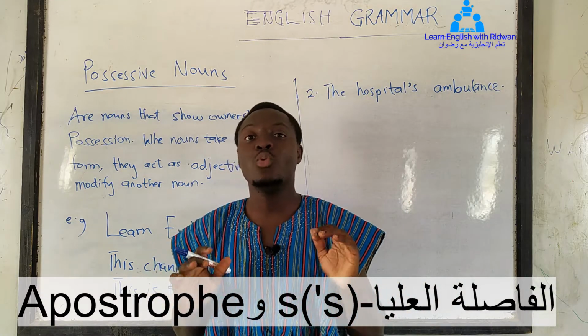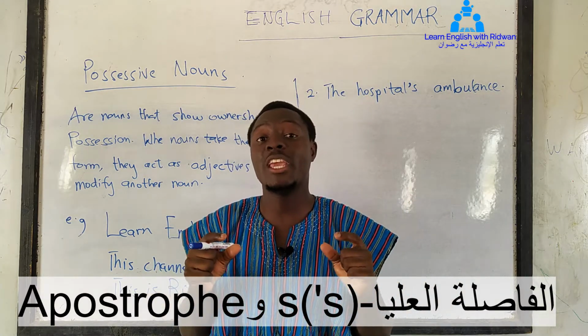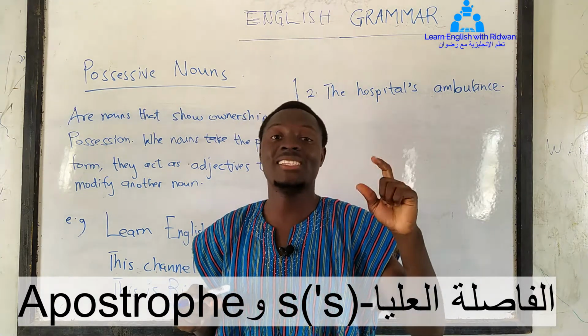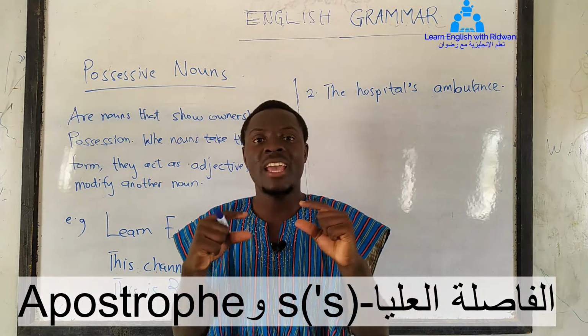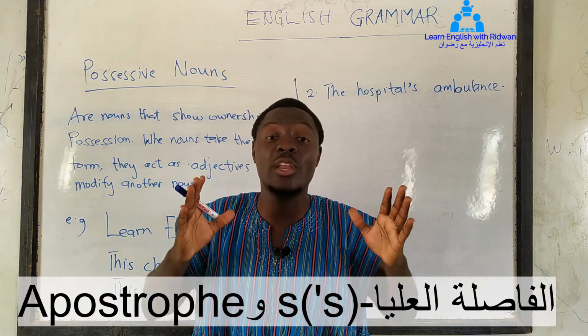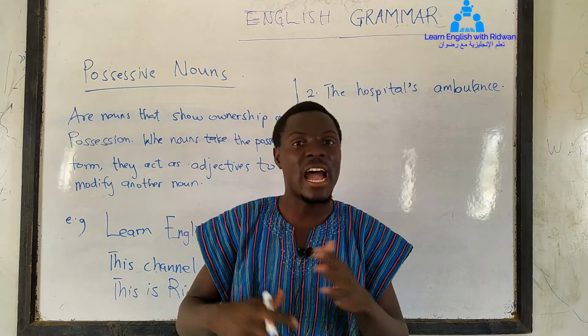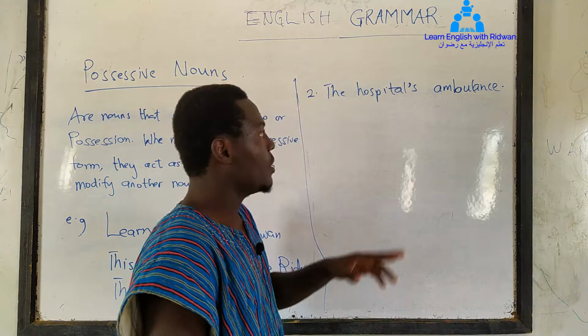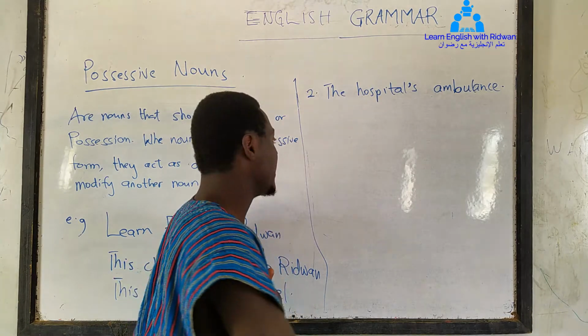That is one thing you would have to observe when talking about possessive nouns. What is it? It's just about the apostrophe and the letter S. That is the main thing we focus on when talking about possessive nouns. You would also have to take note that we said hospital here, right? Let me give you an example.